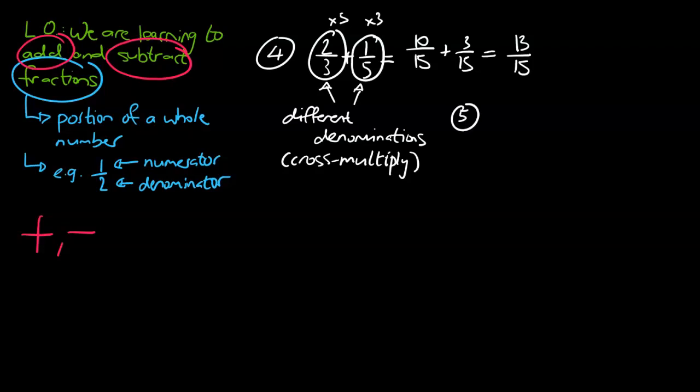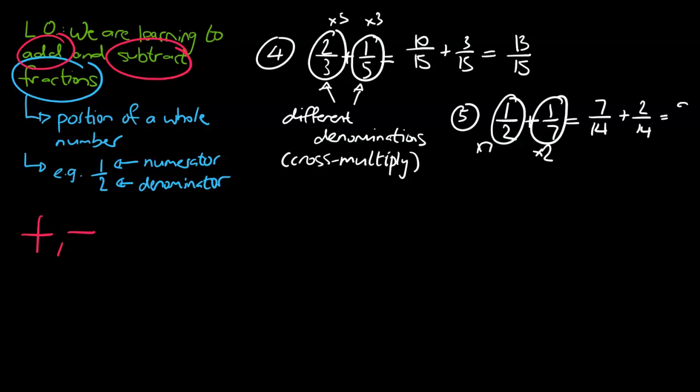So question 5. Let's say we've got 1 over 2. We'll keep them simple. Plus 1 over 7. So key thing again, different denominators, 2 and 7. And I can't just divide or multiply to get to the other. So we're going to need to cross multiply again. So the first part we have to times by 7, which is the denominator on this side. And the second part we're going to have to times by 2, which is the denominator on that side. So let's get into that. So that's going to be 7 over 14 plus 2 over 14. And when we add those together, that's going to be 9 over 14.